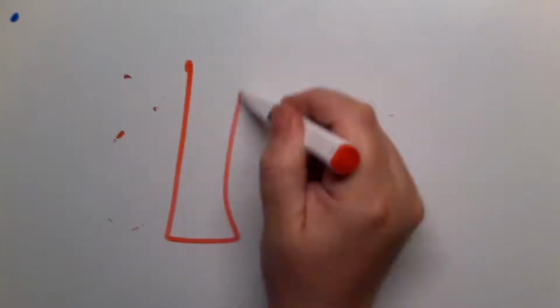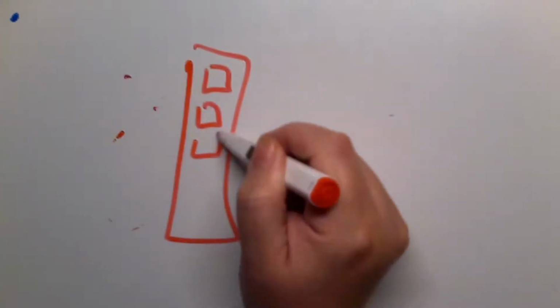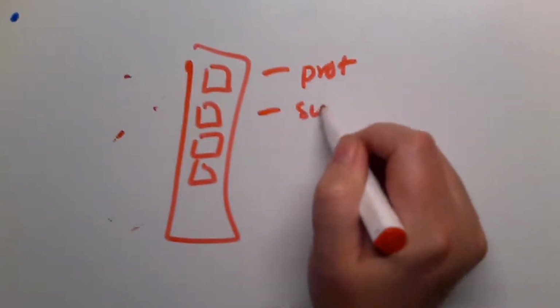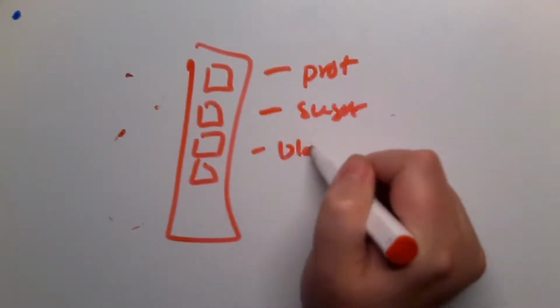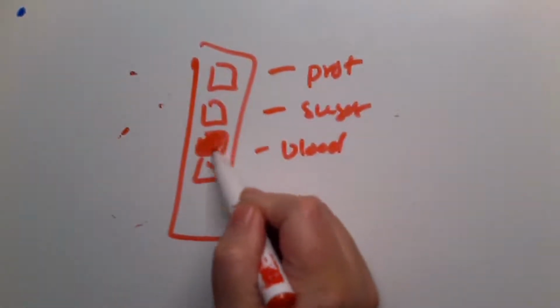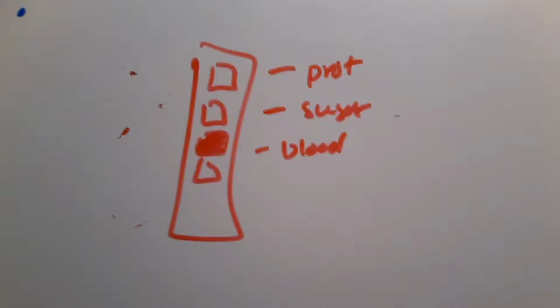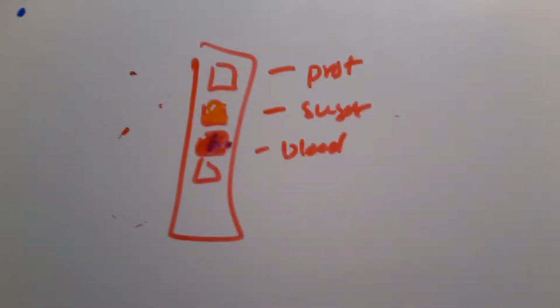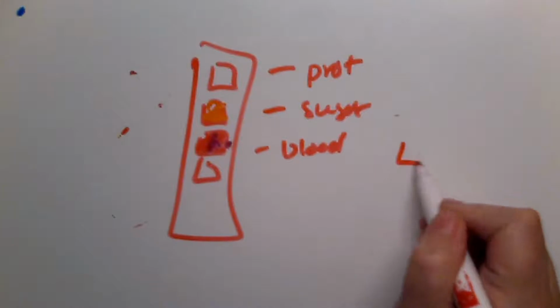So you have this dipstick, and it has a bunch of little squares on it. This first square might be for protein, the second square might be for sugars, the next one might be for blood. All of these squares are going to present with different colors. This one might be red with little dots in it, and this one might be orange, and so on. Each one is going to have its own color, and then it has a key with it.